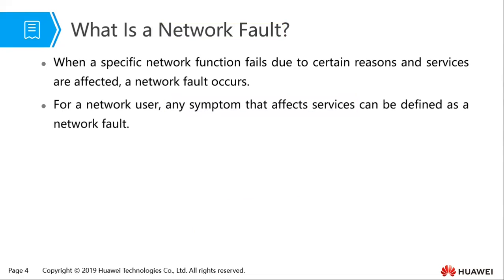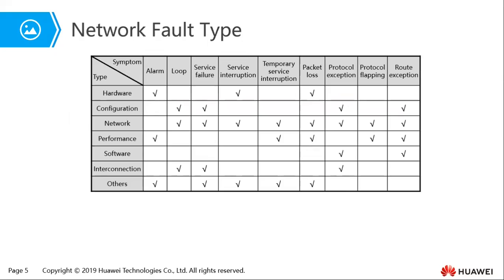Now, we are going to look at some of these symptoms here. So generally, this has been divided into types and symptoms. Network faults can be divided into hardware fault, configuration fault, network fault, performance fault, software, interconnection, and other faults. So those are like the categories. Now, each one of them will result in a number of symptoms, one or more, most likely.